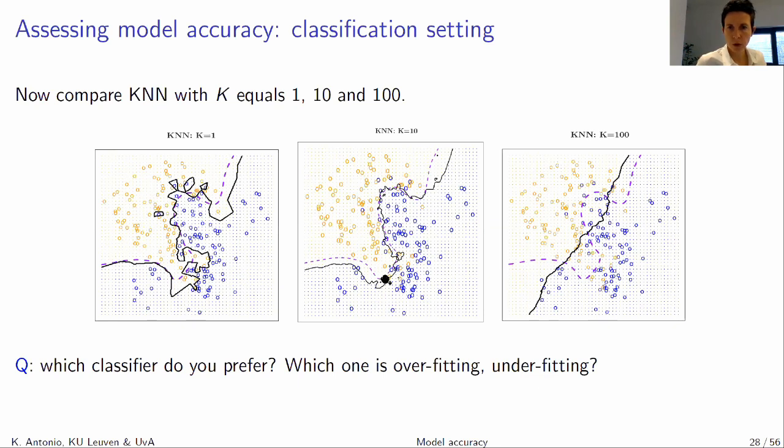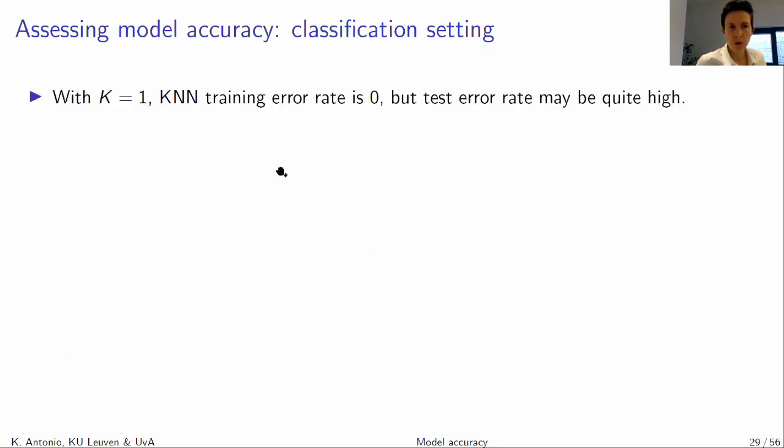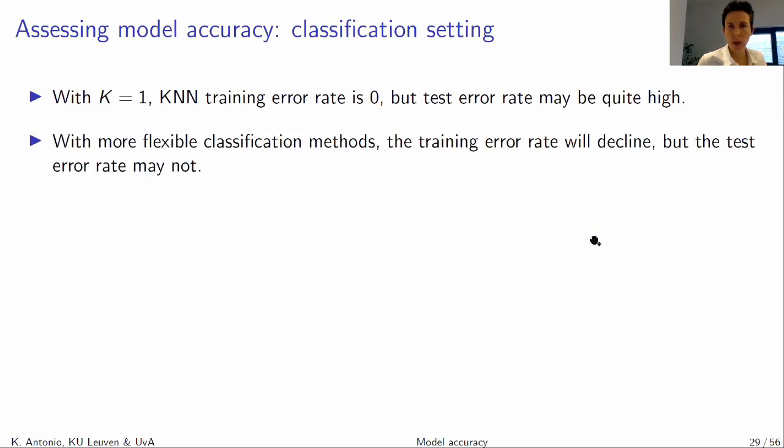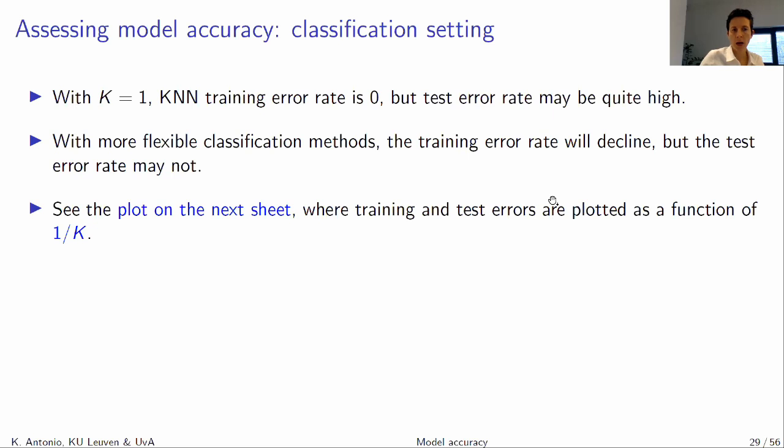Okay, so if I go a bit further on this, if I look at k equals 1, then my k nearest neighbor training error rate is 0, but the test error rate may be quite high, as I explained. With more flexible classification methods, our training error rate will decline, test error rate will not. How to pick a meaningful value of k? Well, you're going to try out different values of k, and you're going to pick a value of k for which the test error is minimal or close to the minimal error rate.